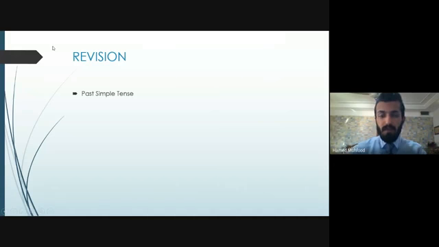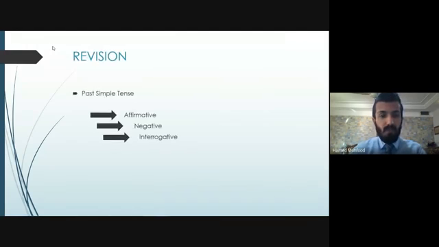So this is the past simple tense. Now let us speak about how to form sentences using the past simple tense.